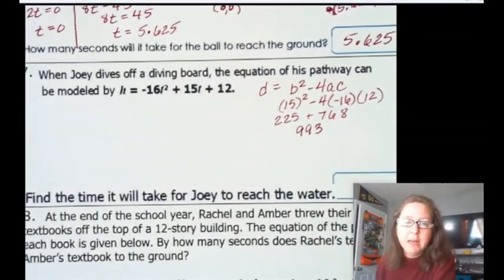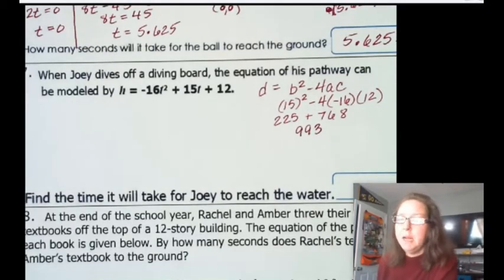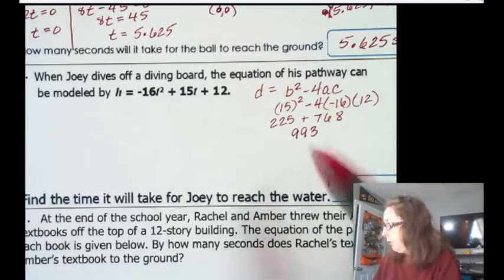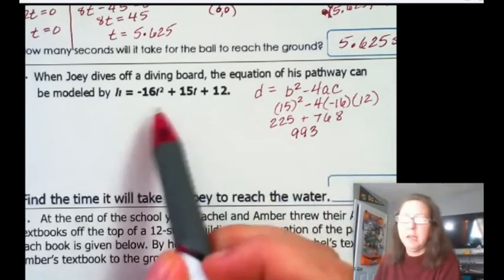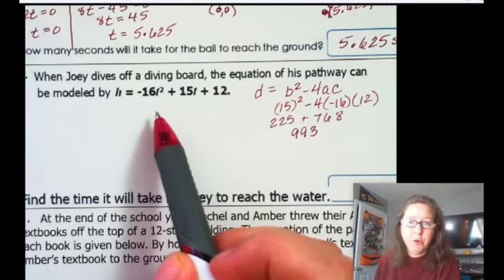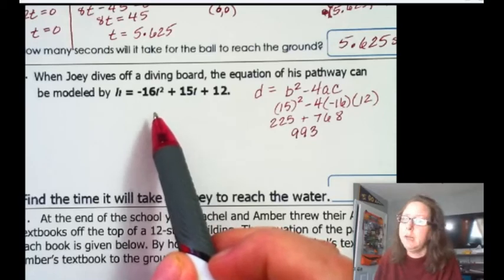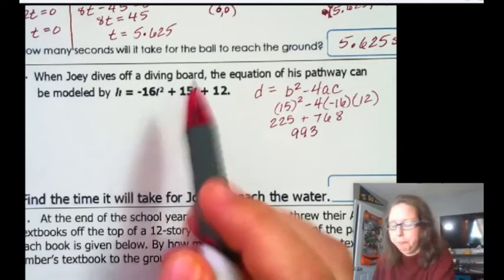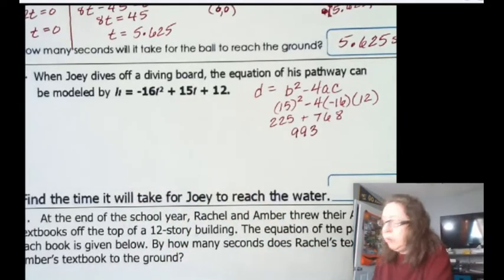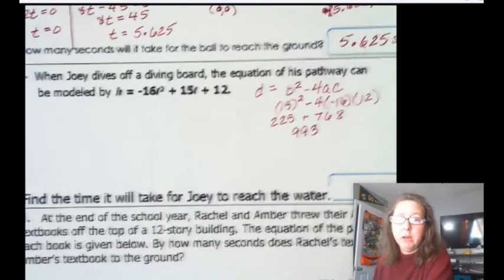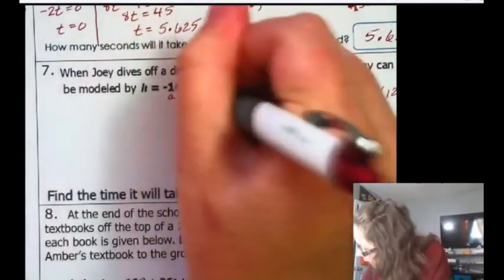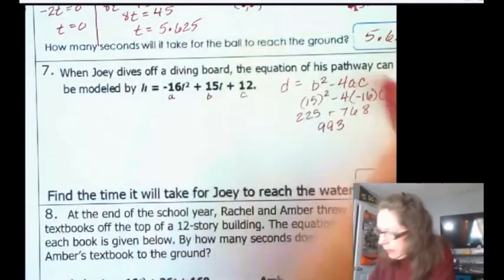993 is not a perfect square. Because this is not a perfect square, that tells me that I cannot solve this by factoring. So I have to use the quadratic formula. All right, so let's go ahead and just fill in the quadratic formula then. Remember, this was A, B, and C.